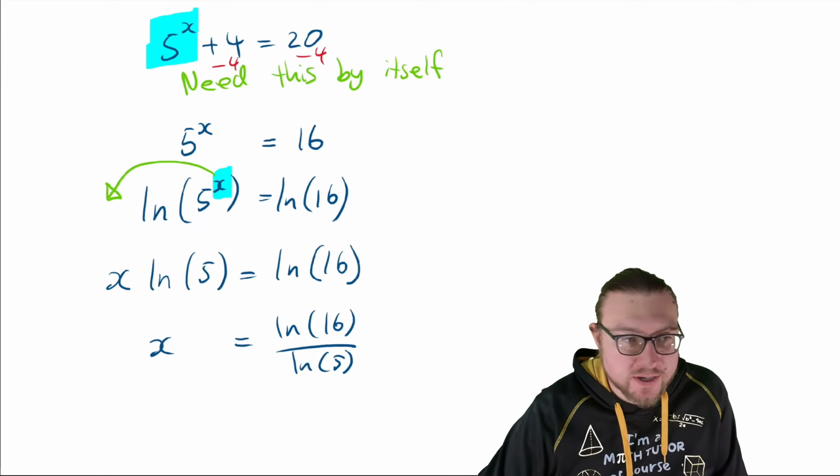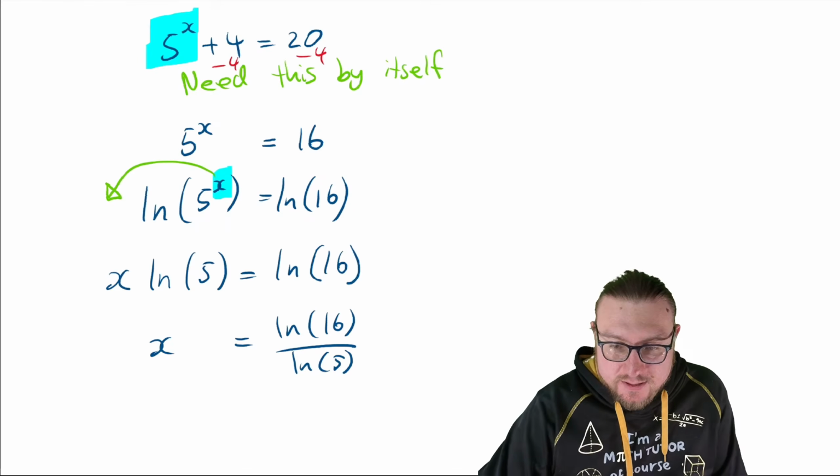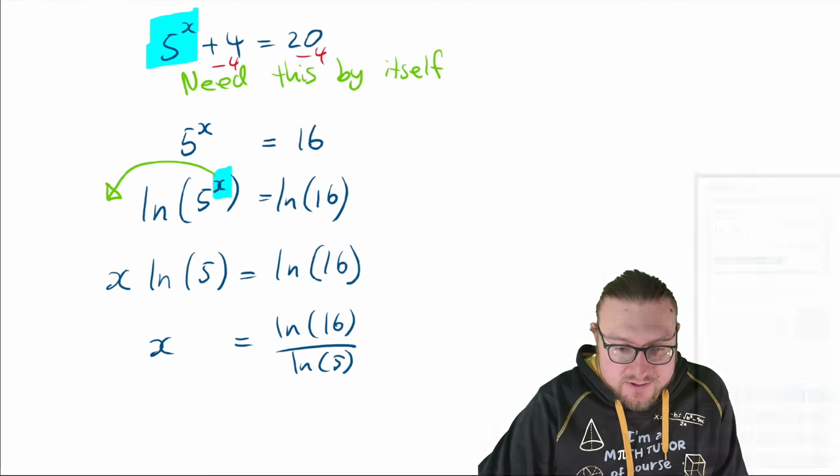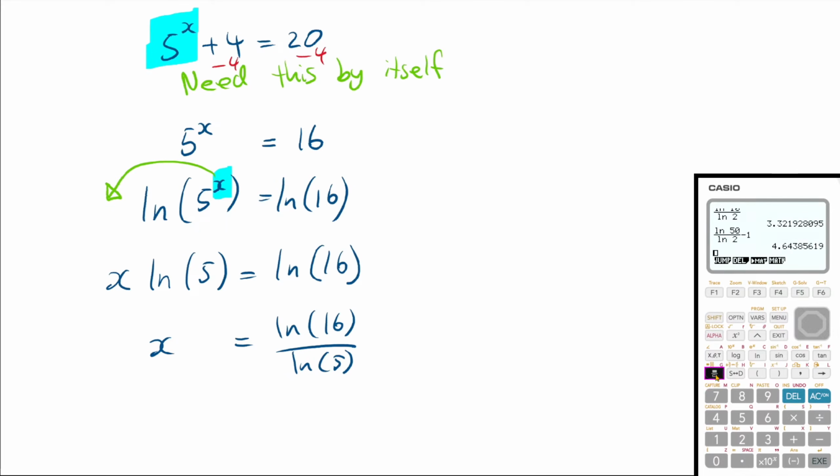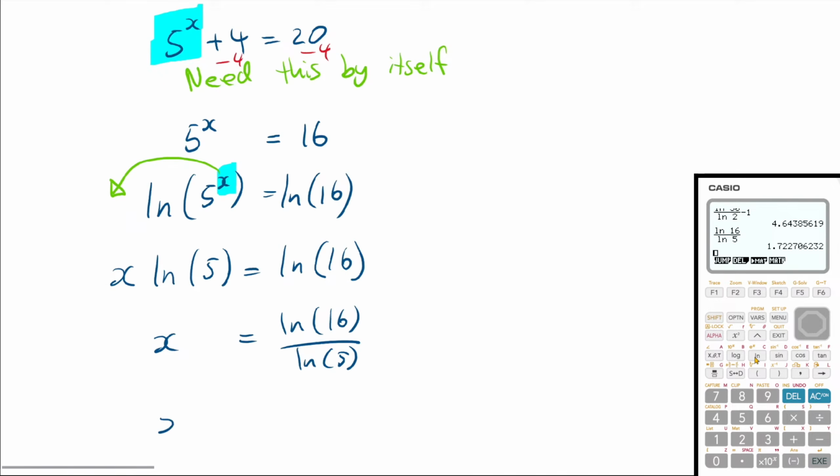Very good. And we can go to our calculator to get our final answer. So let's finish that question off by going into ln natural log. I have to press the button here. Yep, there we go. It works now. ln 16 divided by the natural log of 5, which is 1.72. So x is roughly 1.72, 2 decimal places.